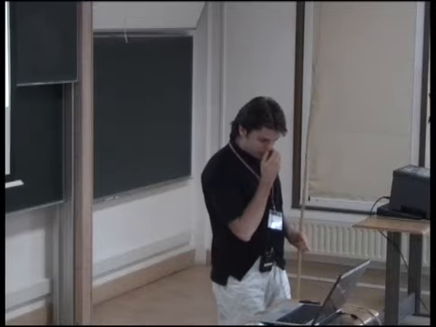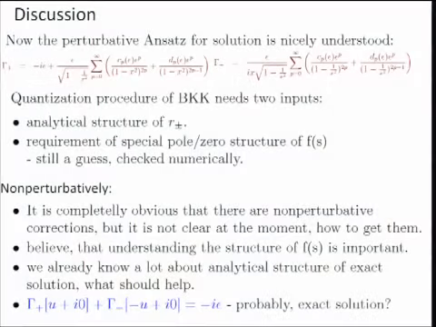Okay, now to the discussion of what we have. We have the perturbative solution, and it is now nicely understood. The coefficients are known already from previous work, but I would like to note that the procedure needs two inputs: the analytical structure of R plus minus, and also some special pole-zero structure of f of s, which should still be understood, though there is a guess checked numerically for how it should look.